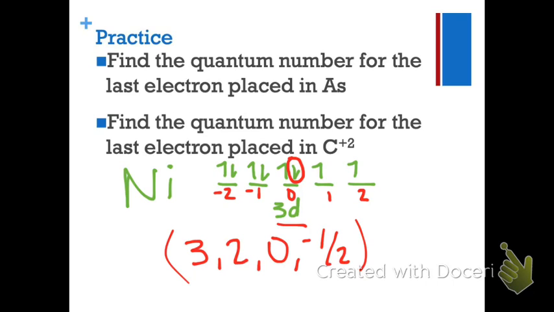Because nickel is in 3d. Remember, the d orbitals are shifted 1, right? Even though it's in the 4th energy level, it's still considered 3d, not 4d.